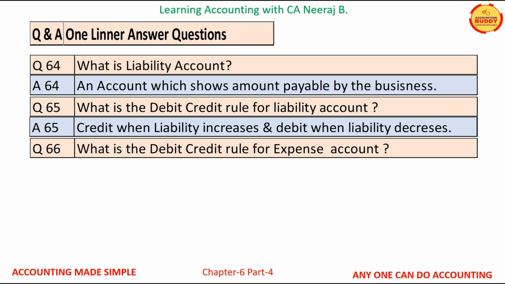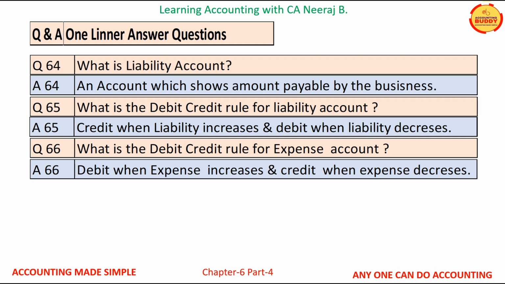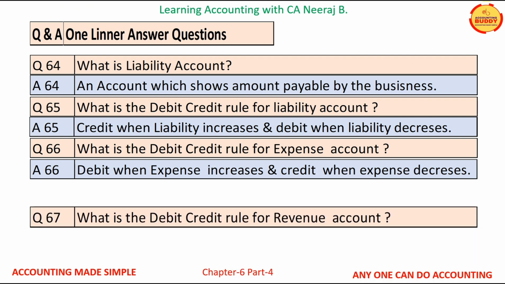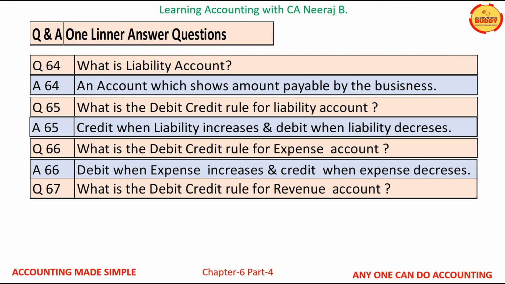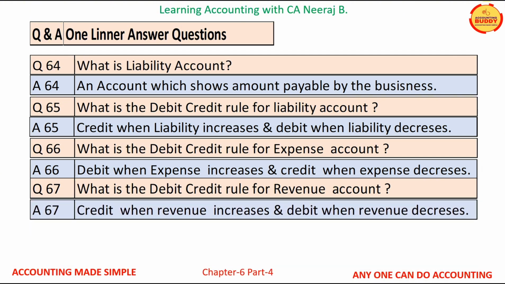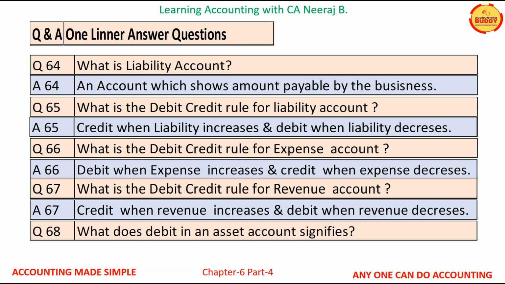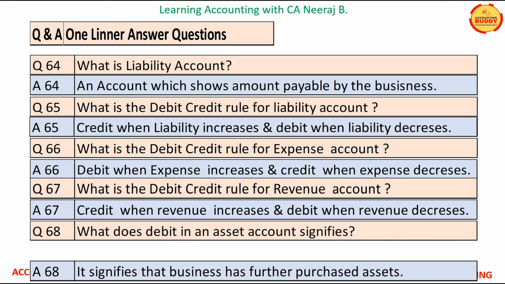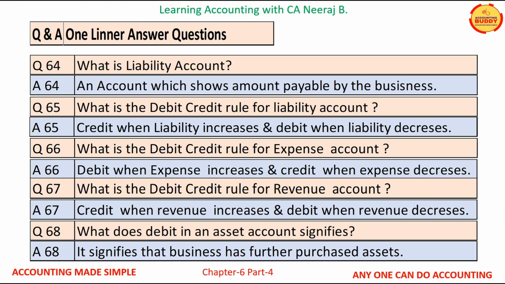Question number 66. What is the debit and credit rule for expense account? The answer is debit when expenses increase and credit when expenses decrease. Question number 67. What is the debit credit rule for revenue account? The answer is credit when revenue increases and debit when revenue decreases. Question number 68. What does debit in asset account signifies? The answer is it signifies that the business has further purchased the asset.